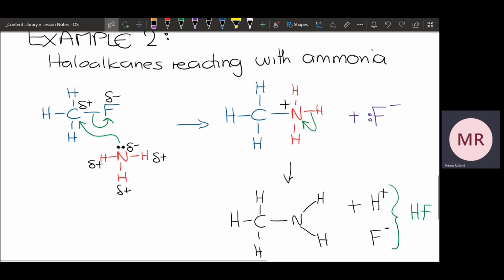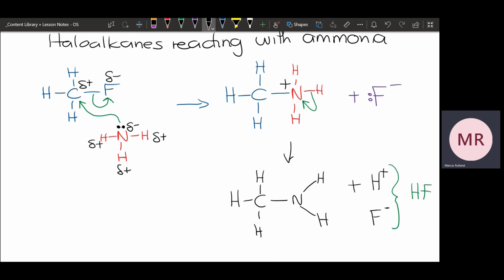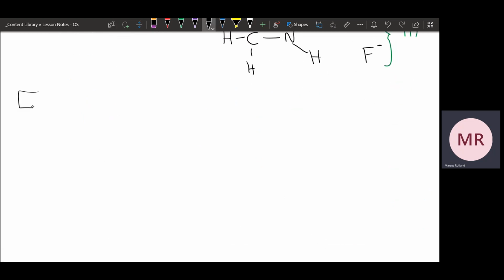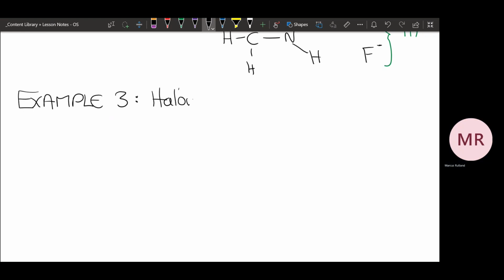And as a good way of practicing that, example 3 does something very similar, but with a different substance. So this is a good chance for you to see if you can put this into action. So example 3 is haloalkanes reacting with water.